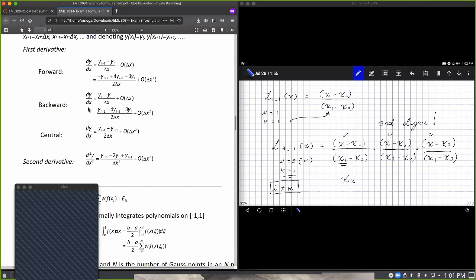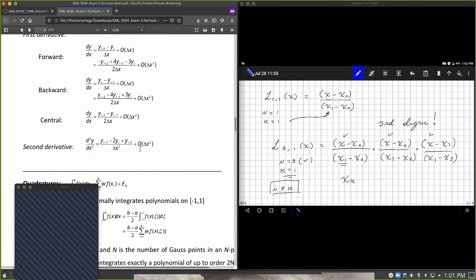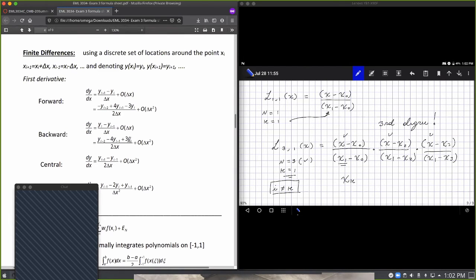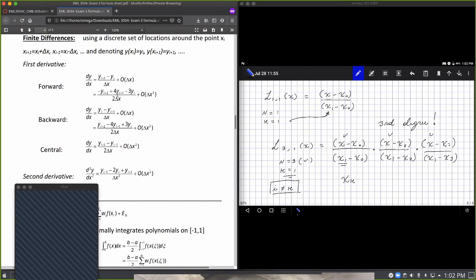So here's their forward, backward, and central. And this one is the second derivative. The second derivative only has one equation. So if they ask you to find the second differentiation on the exam, you have to use this. But the finite difference section is literally just plug and chug. There's nothing crazy to it. If you see i plus 2, it means 2 steps ahead.